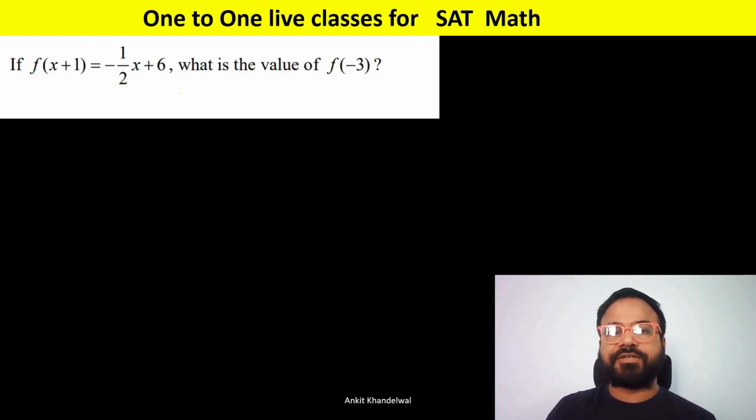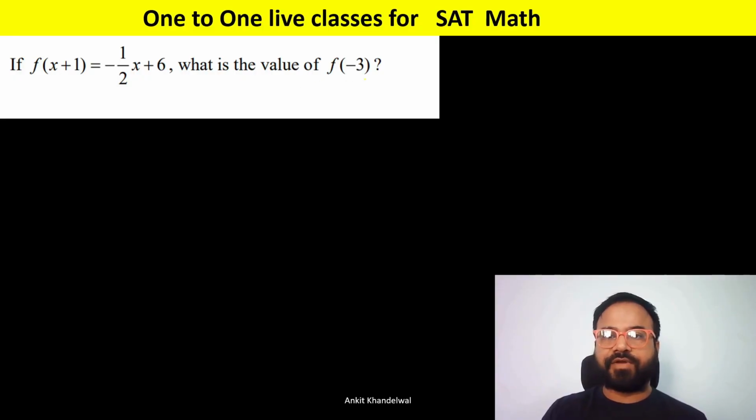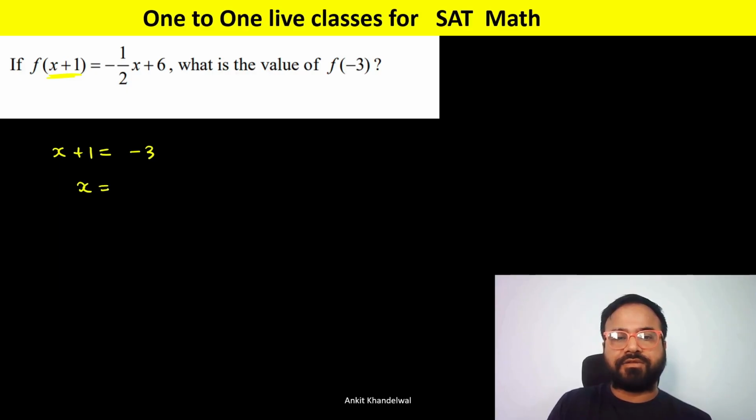f of x plus 1 is equal to minus (1/2)x plus 6. What is the value of f of minus 3? Now to calculate f of minus 3, I want this x plus 1 to be equal to minus 3 first. So we have to see what value we should put in place of x so that it becomes minus 3. So here we can equate it like this. Let x plus 1 is equal to minus 3. So x is equal to minus 3 minus 1. So x is equal to negative 4. Now basically it is asking us to put x as negative 4.